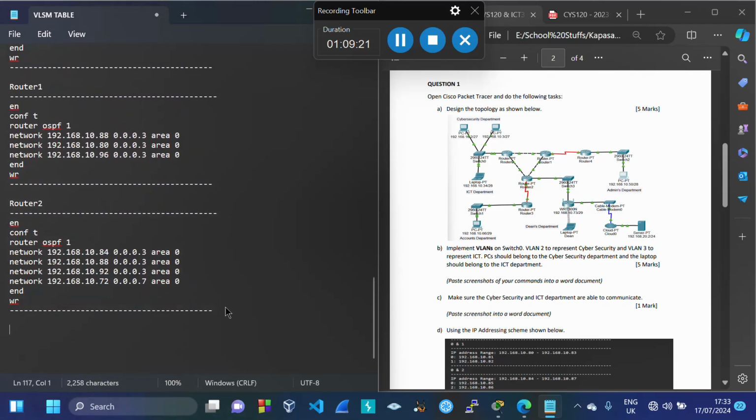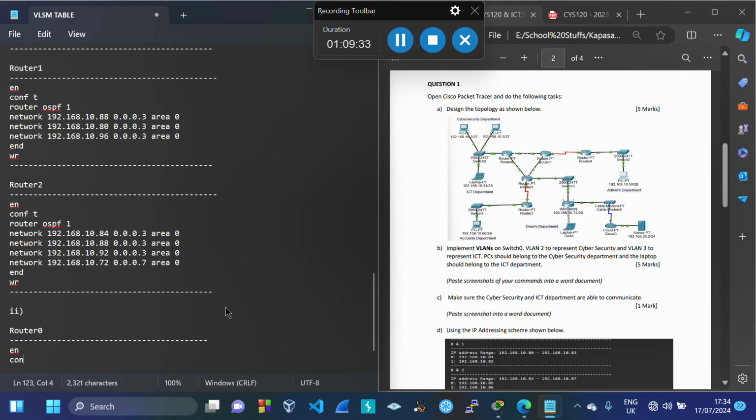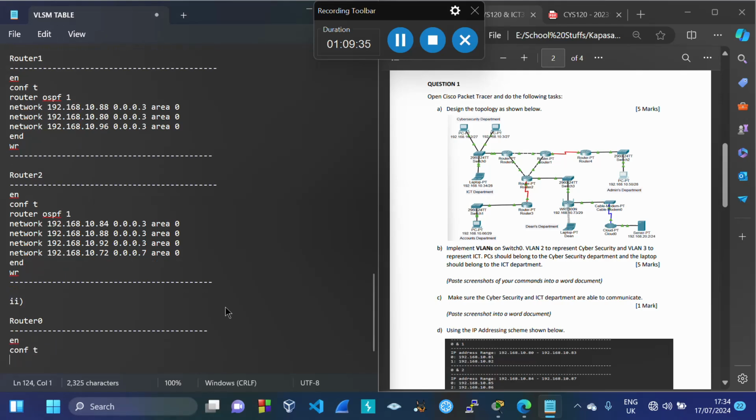So question D2. We are trying to target router 0. Since we are targeting router 0, we start off with enable and conf t under the command line interface. Then, since you're talking about static, static is also a routing protocol. So we insert it in a router, then RIP for Routing Information Protocol.